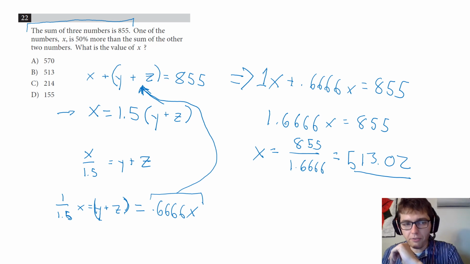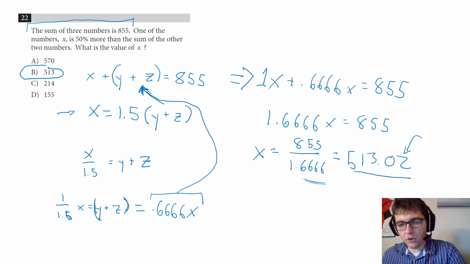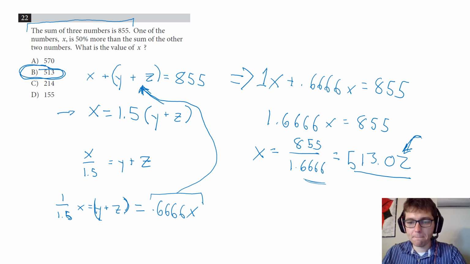Okay, take a look at your answers. You have 513 on the money. You only have this 0.02. It's probably because we just rounded to 4 decimal places. Had you taken that out further, you probably would have gotten even closer to the exact 513. That is the answer, B, 513.